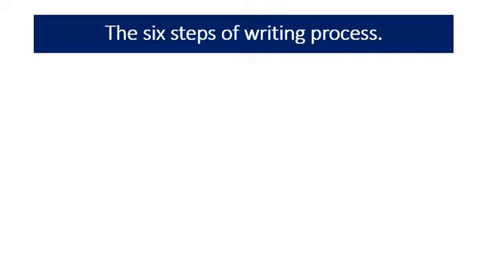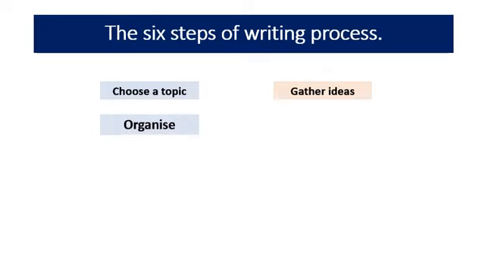So let's first start with the 6 steps of the writing process. The first important step, choose a topic. You need to choose a topic that you would like to talk about or to write about. The second step, gather ideas. You need to search for ideas related to your topic. Then organize these ideas to choose which idea will be in the beginning or which idea will be second. And then write about it.